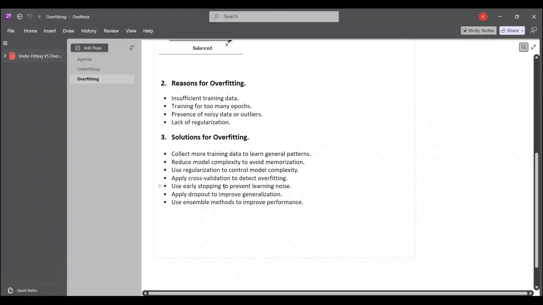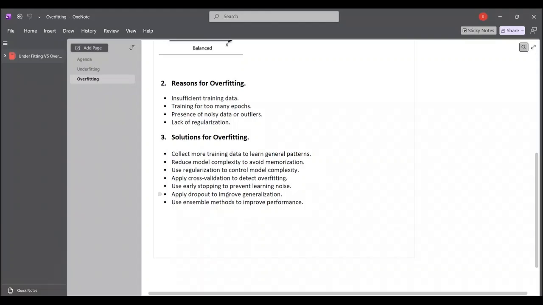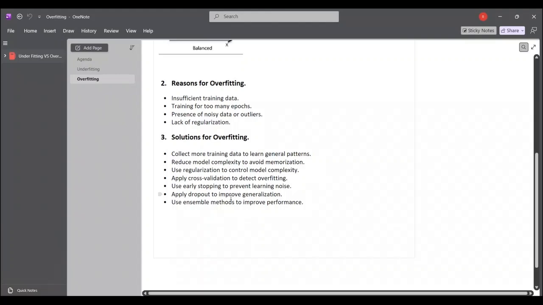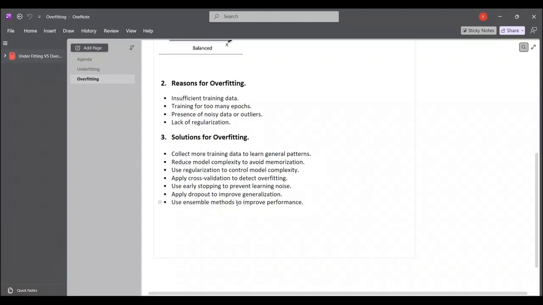Dropout is another deep learning technique that randomly disables some neurons during training. This forces the network to learn stronger and more general features. Removing irrelevant or unnecessary features through feature selection also reduces overfitting. Finally, ensemble learning methods such as random forest and gradient boosting often produce models that generalize better than a single complex model. The ultimate goal is to create a balanced model that learns meaningful patterns while ignoring unnecessary noise.